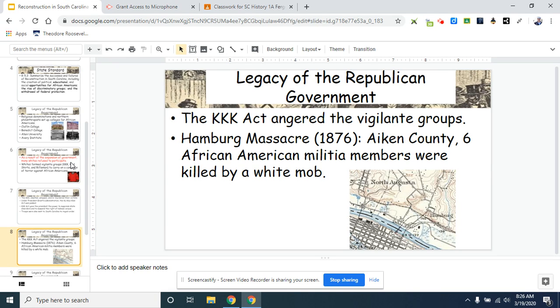So this is down near the Georgia-South Carolina line. You can see the Savannah River there on the map, and you can see Hamburg and North Augusta. And so it was right there, close to the Georgia line, where unfortunately 6 people lost their lives due to angry vigilante groups that were just upset with the way the government was handling Reconstruction.